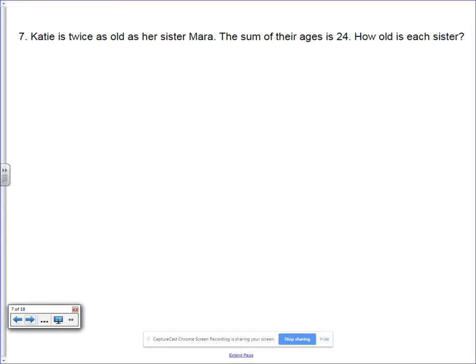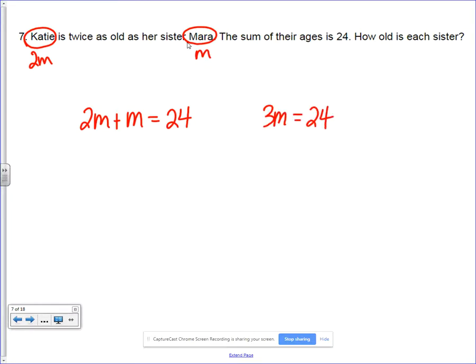And I'll say this a lot this year. You want to use the variable for whoever you know the least amount of information about. If I look at this problem, I don't know anything about Mara, so I'm going to make her M. I do know that her sister, Katie, is twice as old as her. So if I want to do twice as old as her, that would be 2 times M, twice as old as Mara. Now it tells me the sum of their ages is 24. Well, sum means to add, so it would look like that. That would be a completely acceptable answer. Or you can put those together because they are like terms, and it would look something like this.